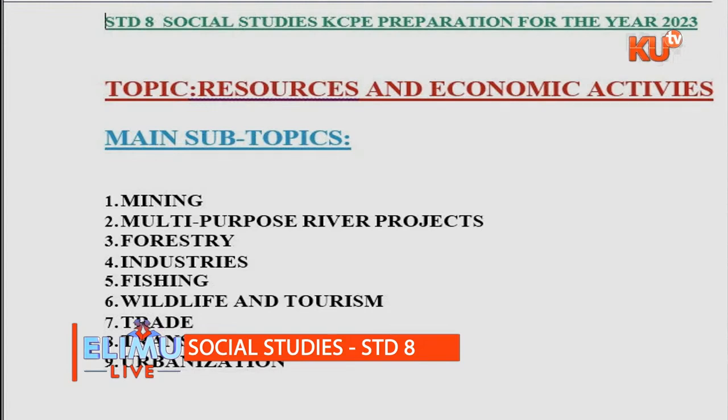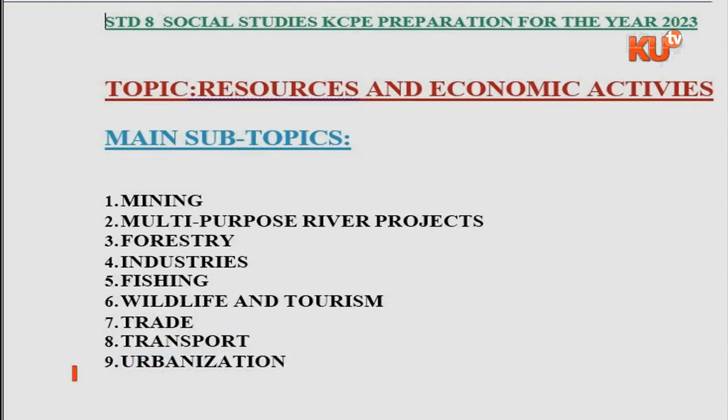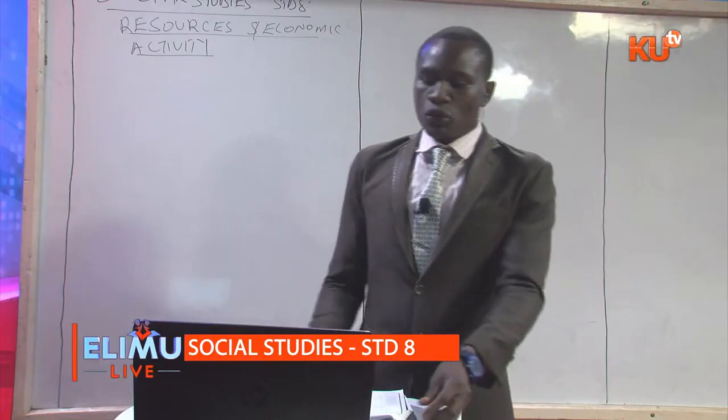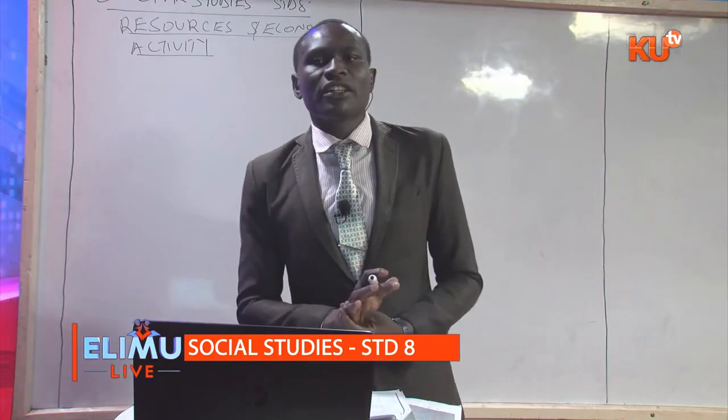And in today's lesson, we want to cover the following subtopics. 1, we'll be looking at mining. Number 2, we'll be looking at multipurpose river projects. Number 3, we'll be looking at forestry. Number 4, we'll be looking at industry, fishing, wildlife and tourism, trade, transport, and lastly, we'll be looking at urbanization. So those are the 9 subtopics that are most commonly examined in KCPE.